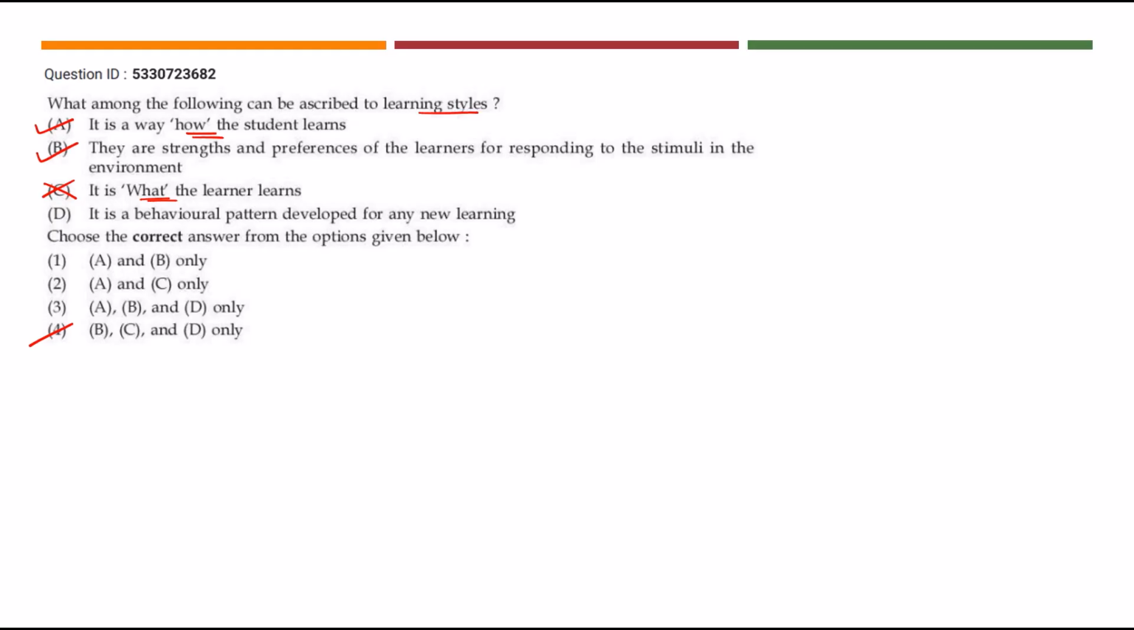It is a behavioral pattern developed for any new learning. Anybody can learn anything just by watching a video. I can also call this to be a learning style. Is this a behavioral pattern? Of course, you are watching something and getting to know something. Previously, whatever is written in the blackboard, that is the only information you had. Then you had additional books, articles, magazines. Now, YouTube is everything. So, this is also a behavioral pattern developed for any new learning, we can say. D is also a part of the answer. Option number 3, A, B and D only will be the right answer. So, we can rule out 1 and 2 also.